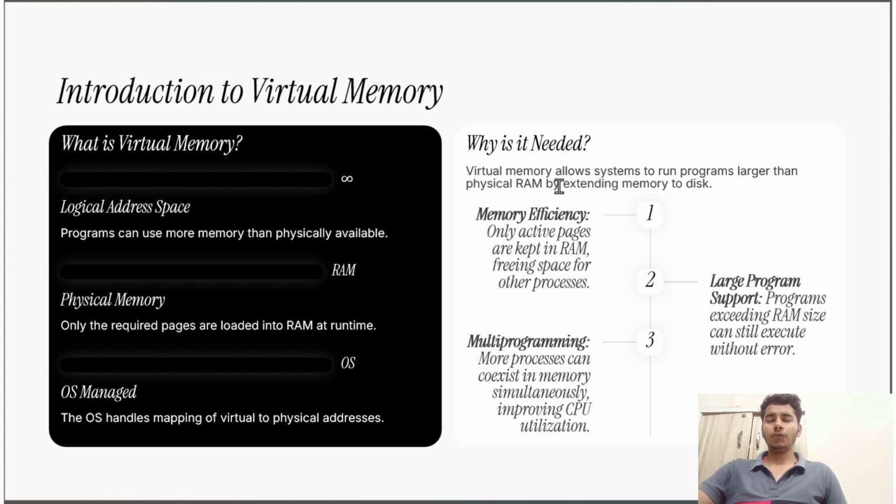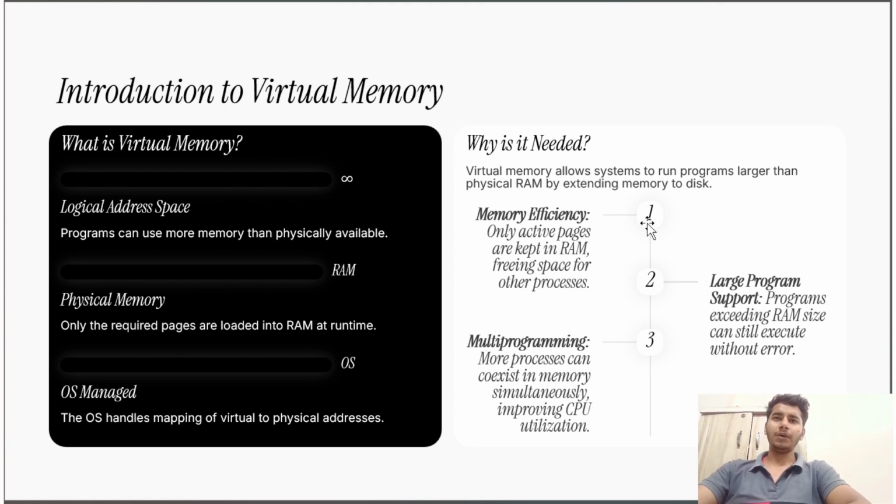the process. So here we have logical addressing, physical memory, and OS managed. Logical address space means a program can use more memory than the physical available memory, and in physical memory only the required pages are loaded at runtime. What is the need? Virtual memory allows the system to run programs larger than the physical RAM. It benefits in memory efficiency: only active pages are kept in RAM, freeing space for other processes. Second is large program support: programs exceeding RAM size can still execute without error. And multi-programming: more processes can be loaded.